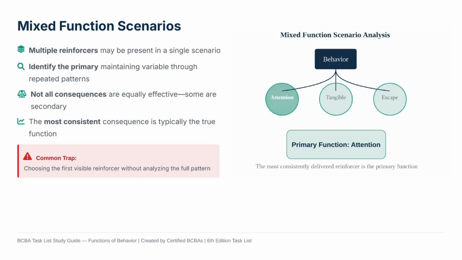Sometimes multiple consequences occur. For example, a student tantrums, receives attention, and also gains access to a toy. Which is the function? The answer depends on consistency. If the toy is delivered every time and attention varies, tangible is likely primary. If attention is consistent and toy delivery is occasional, attention may be primary. Always choose the reinforcer that most reliably strengthens the behavior over time.